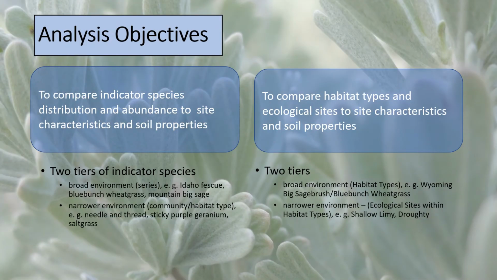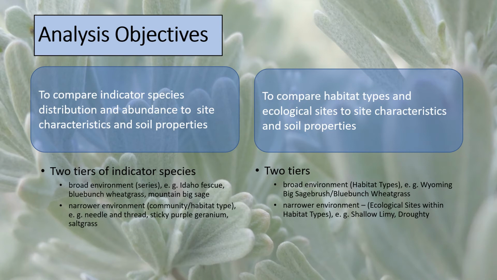We have two data analysis objectives. One is to compare indicator species distribution and abundance to site characteristics and soil properties. There are two tiers of these indicators. The broad tier, which is generally referred to as series in vegetation classifications, includes such widespread western species as Idaho fescue, bluebunch wheatgrass, and mountain big sage. The narrower tier includes species that are indicators of soil and environmental conditions in specific communities, habitat types, or ecological sites. For example, needle and thread, sticky purple geranium, and saltgrass.